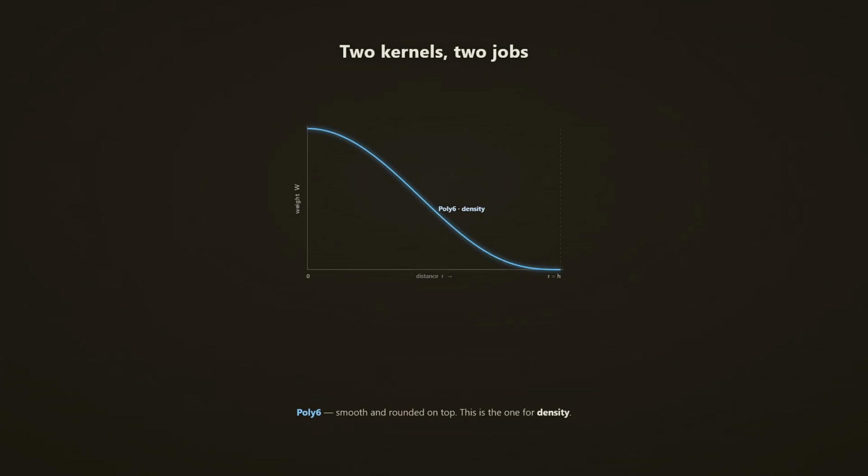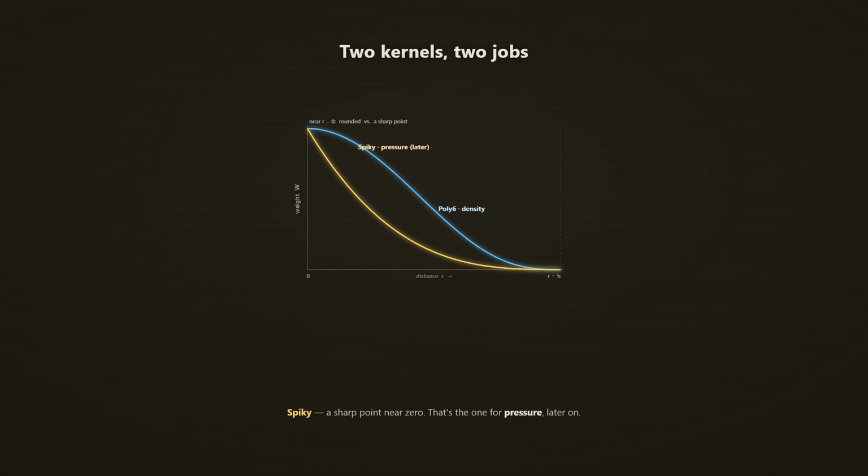Now, Poly 6 isn't the only kernel. There's a whole family of them, and each one is suited to a different job. Let me show you the most important other one. It is called Spiky. Look at the difference near the center.